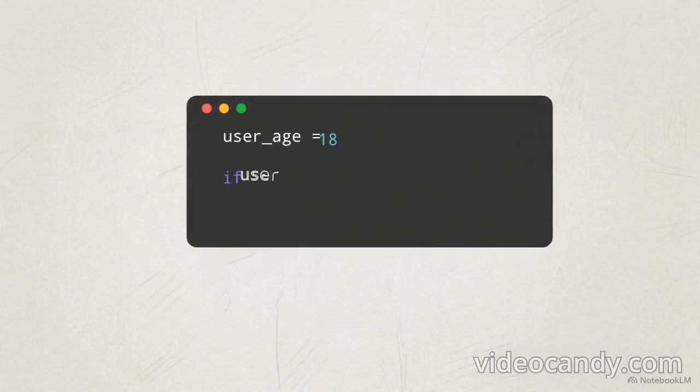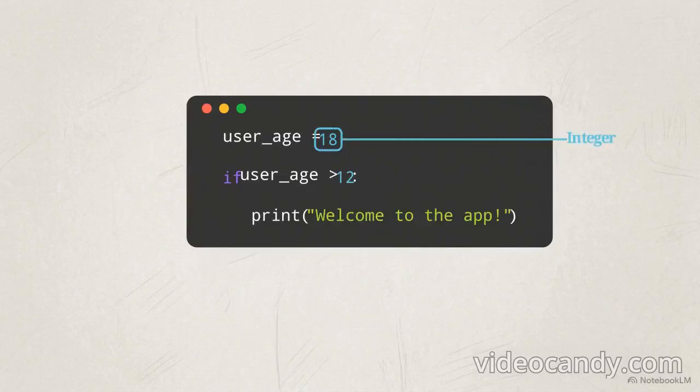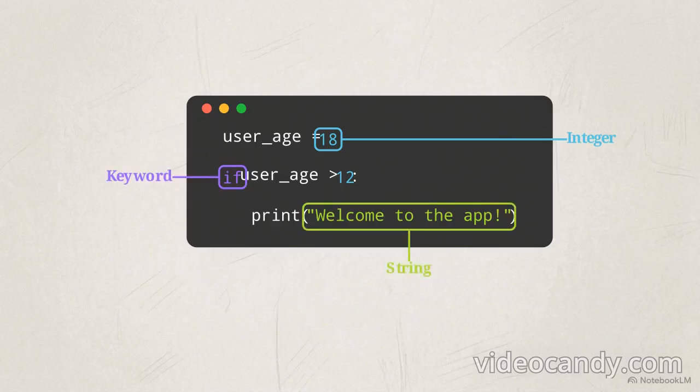Take a look at this short age verification script. Right at the top, we see the number 18. There are no quotes around it and no decimals, so we know this is an integer. On the next line, the word if is one of Monty's reserved keywords, and at the bottom, the text wrapped in quotes is our string. Finally, the empty gap right before that last line is our indentation, telling Monty that this specific action belongs to the if command above it.